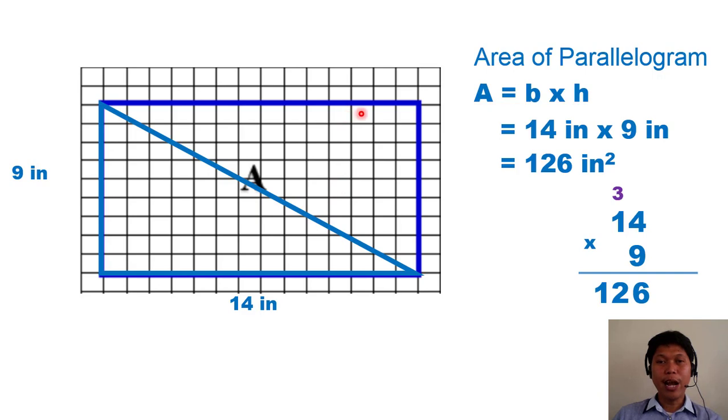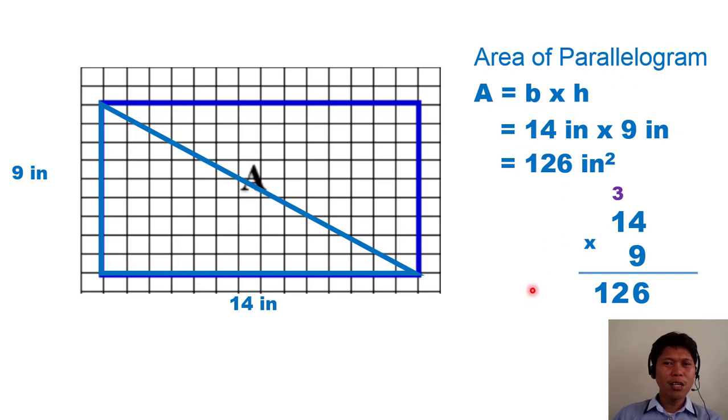Then 99, 100, 101, 102, 103, 104, 105, 106, 107, 108, 109, 110, 111, 112, 113, 114, 115, 116, 117, 118, 119, 120, 121, 122, 123, 124, 125, and 126. You see, it is just base times height. This is correct, 126 by counting and by using the formula of the area of a parallelogram.